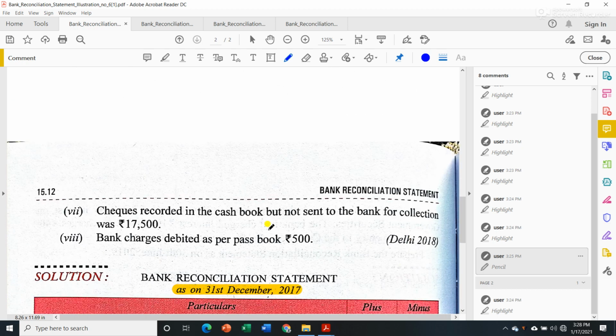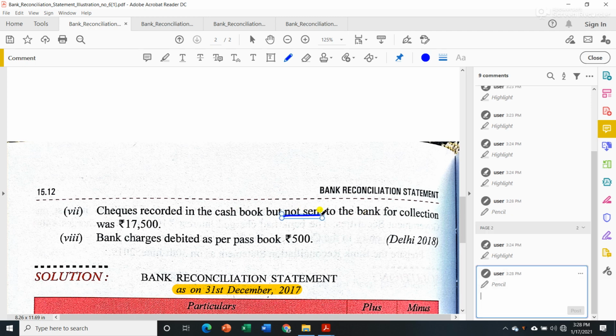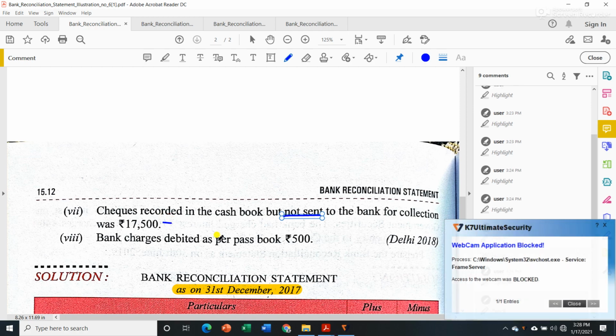Then next we have checks recorded in the cash book but not sent to the bank for collection. Means we recorded in the cash book that we have received 17,500 from the bank, but our passbook is not showing that because we have not sent this check to the bank. So that means our cash book is showing 17,500 more than our passbook. So what we will do is just put this one in the minus column.